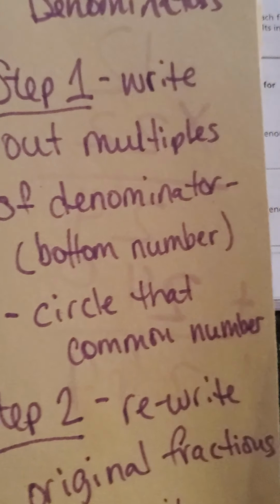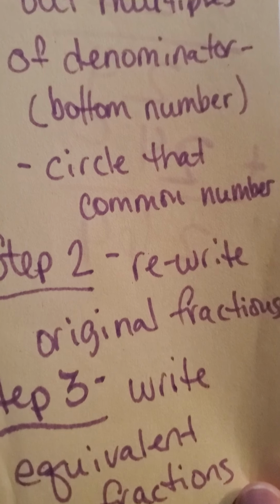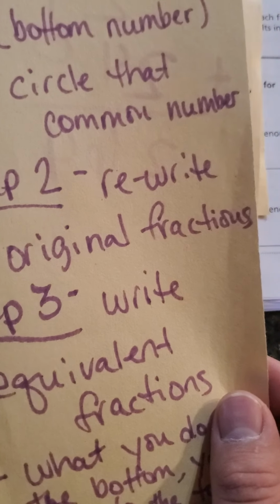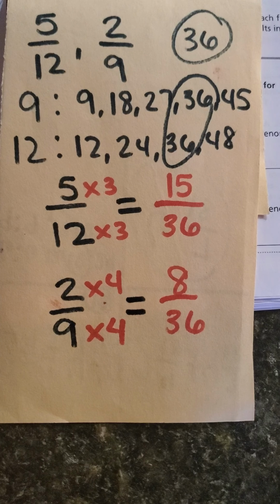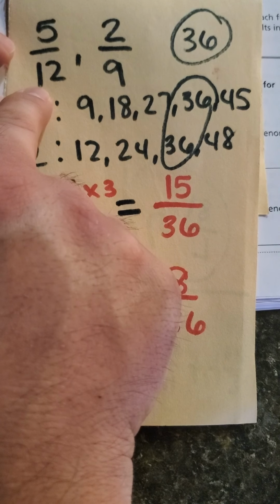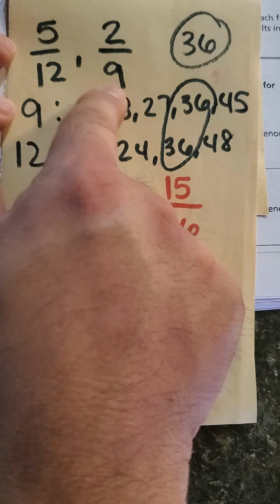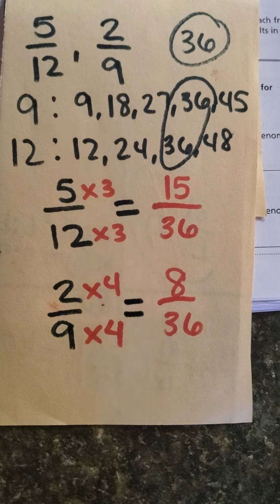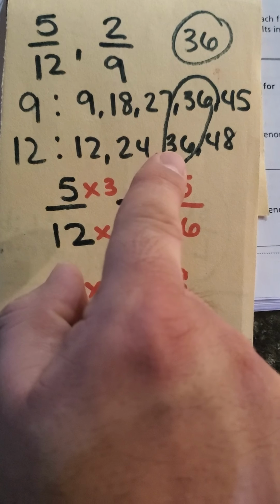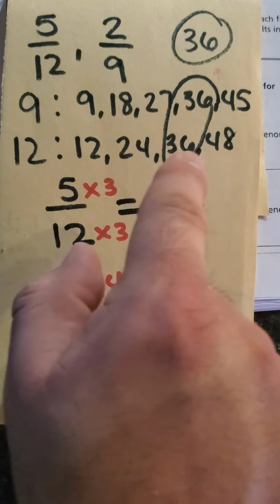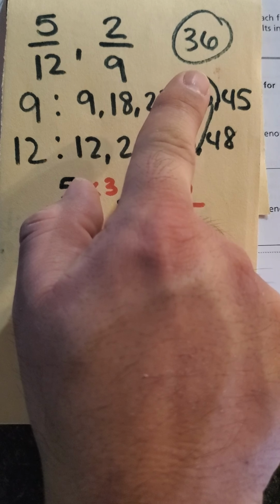And that's what step 1 says. Write out multiples of the denominator, the bottom number. Circle that common number. Which number was common between the two? Well, 36. 9 times 4 is 36. 12 times 3 is 36. So they have a common denominator now of 36. We're going to change this to a 36 and this to a 36. And that's how we get an equivalent fraction. Okay, so stay with me. Wrote out our multiples, found our common denominator, 36. We found that common number, and I wrote it out to the side here.